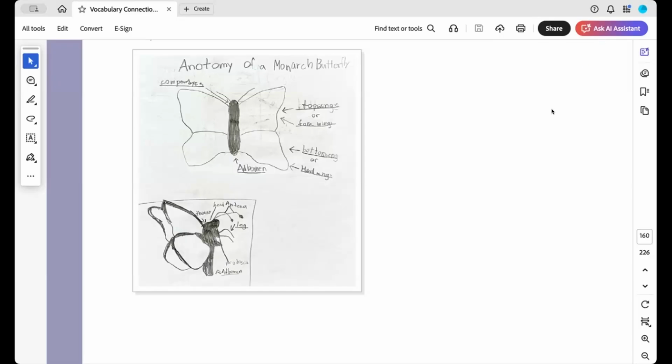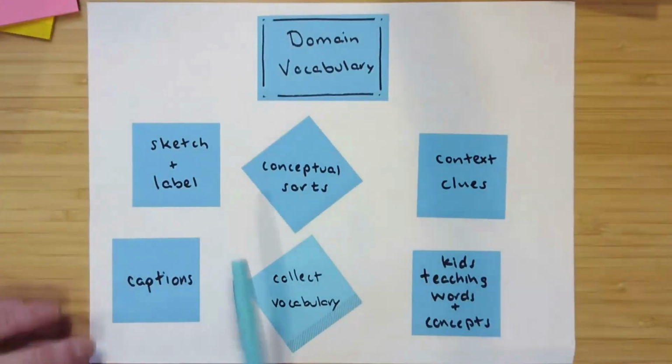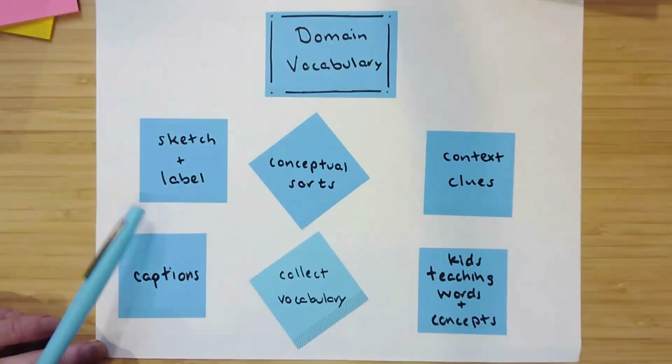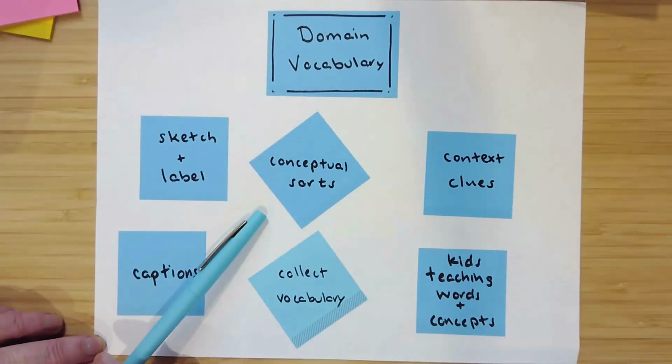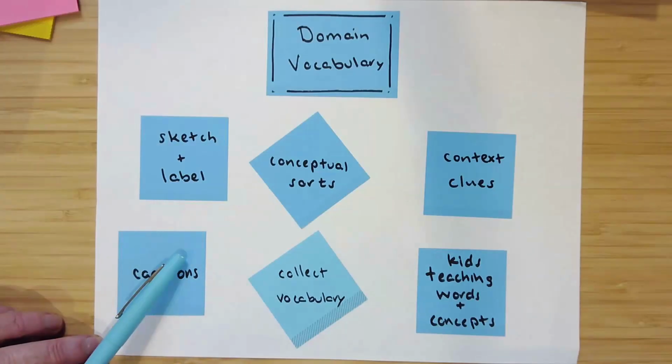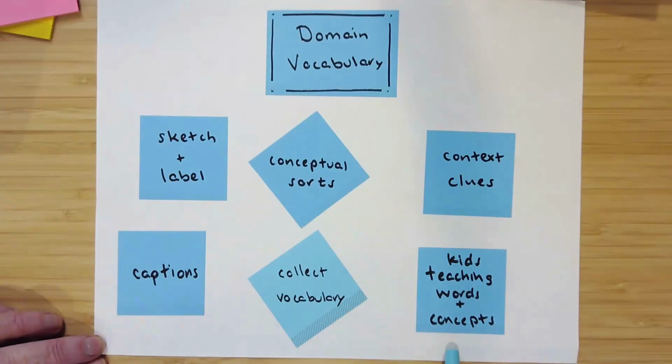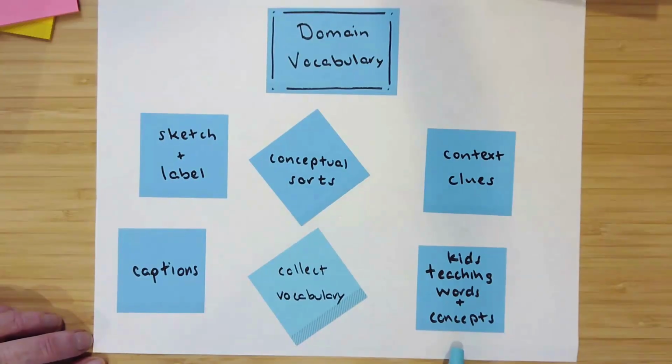One more thing I'll say about this: you can come to the book, and there are a lot of lessons on how to deepen kids' work with domain vocabulary. Some of the lessons you'll see are on the significance first of sketching and labeling, then of collecting vocabulary, then of doing conceptual sorts, then of adding captions to your labels, and then teaching kids to teach others about the words and concepts.